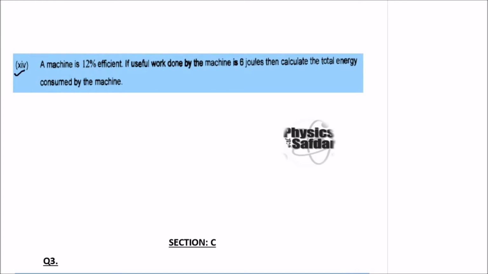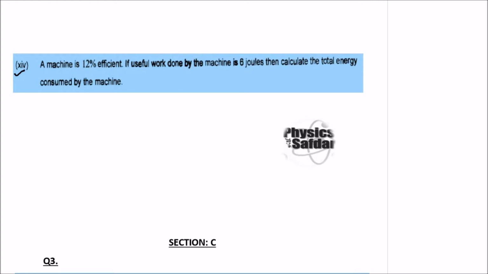Now this is question number 14 from section B. A machine is 12% efficient. If useful work done by the machine is 6 joules, then calculate the total energy consumed by the machine. The topic of the question is efficiency, and you know well what is the meaning of efficiency. It is the ratio between required form of output divided by total input energy.